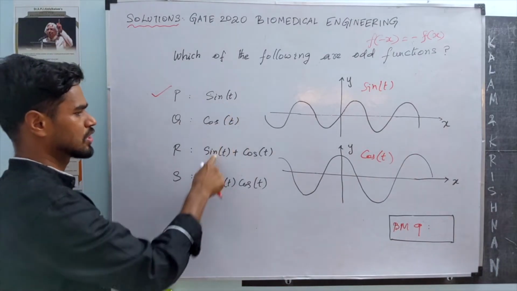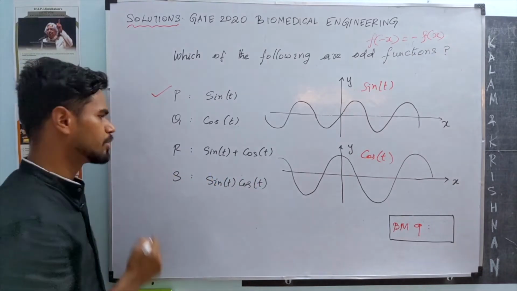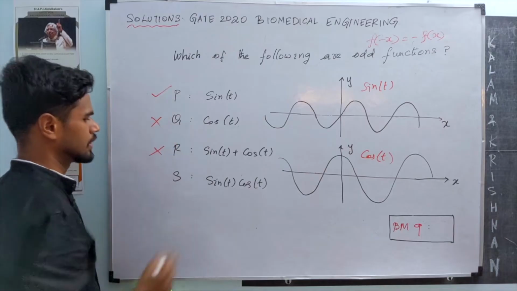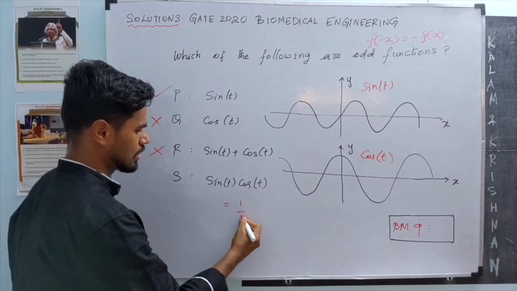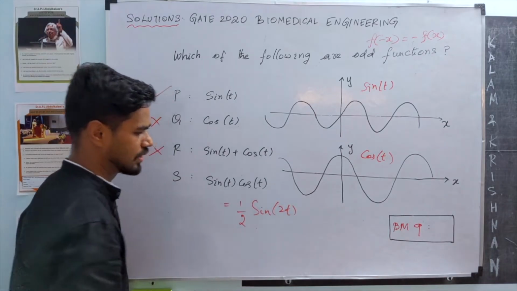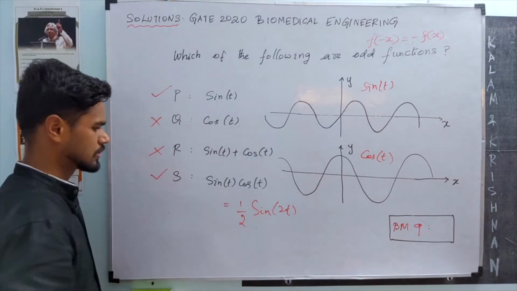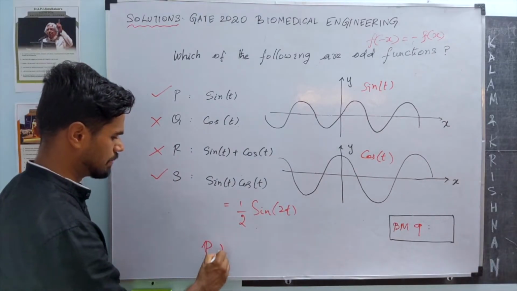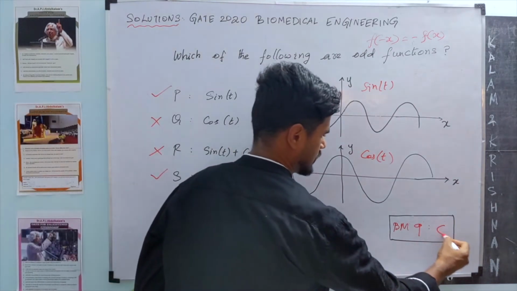The sum of an even function and an odd function is not going to be odd. So this is not an answer. And sin t cos t is nothing but half of sin 2t. Again, we have a sine function. So this is odd. So the correct answer for this is P and S, which is option C.